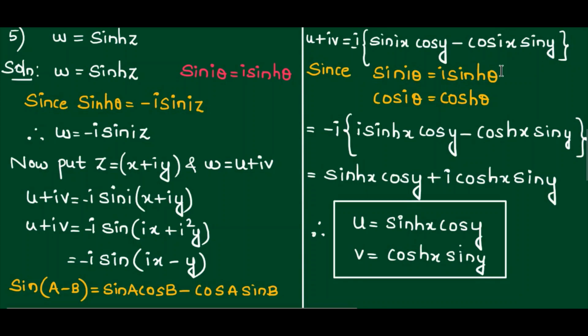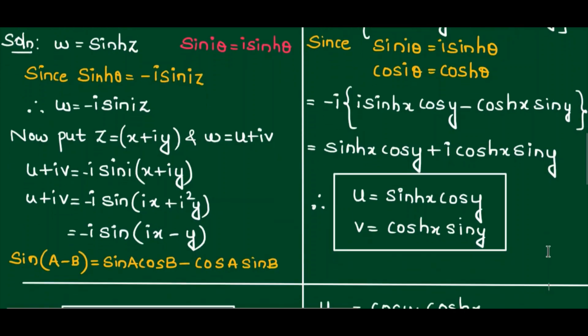Here again make use of these identities, that is sin i theta can be written as i sinh theta, cos i theta can be written as cosh theta. So sin ix is nothing but i sinh x, cos ix is cosh x, and open the brackets. So you will be obtaining this equation. From this, find out u and v. U is the real part, sinh x cos y, and v is the imaginary part, cosh x sin y.